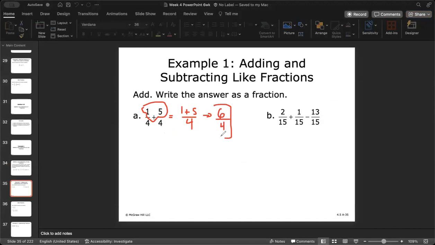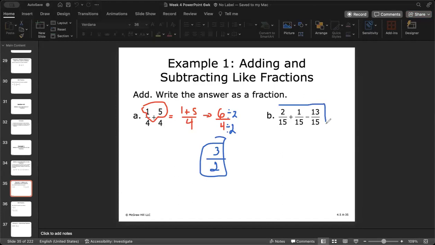And the 6/4, sometimes we can stop, sometimes we have to go a little forward. You have to ask yourself, hey, can this thing simplify? And yes, this can simplify. You're looking to see if there's a common factor that you can factor out. So yes, we can cancel a 2 from top and bottom by dividing by 2, and that gives us the final answer of 3/2.